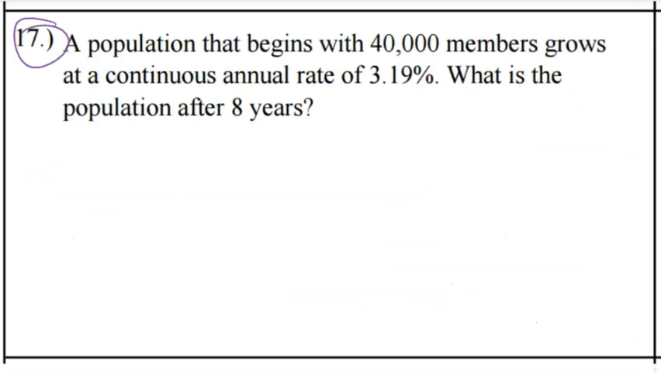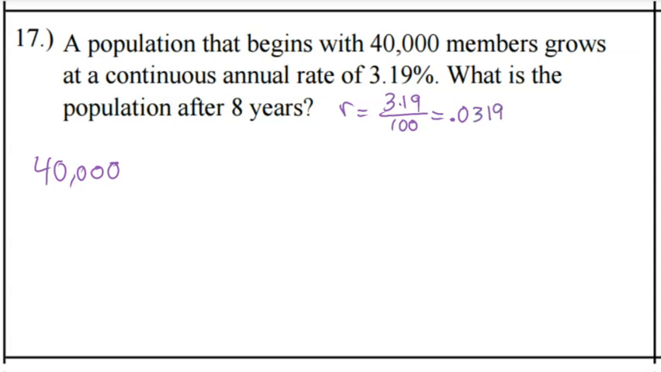All right, here's our last question for this group. It says a population begins with 40,000 members. Well, that's our starting population, 40,000. Says that it grows. So it's a growth formula at a continuous annual rate. That means we're going to use e. And the annual rate is 3.19%. So that means r is going to be equal to 3.19 divided by 100, which is going to be 0.0319.